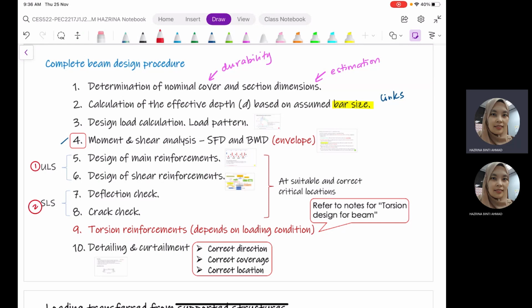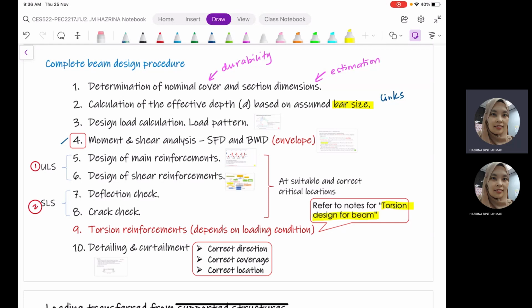So basically we are going to just do the calculation, but not the detailed calculation of the deflection or the crack width. So the next one, which will be another topic in your syllabus, is the torsion reinforcement. However, we are going to look into this in particular, for the topic that is for torsion design for beams.